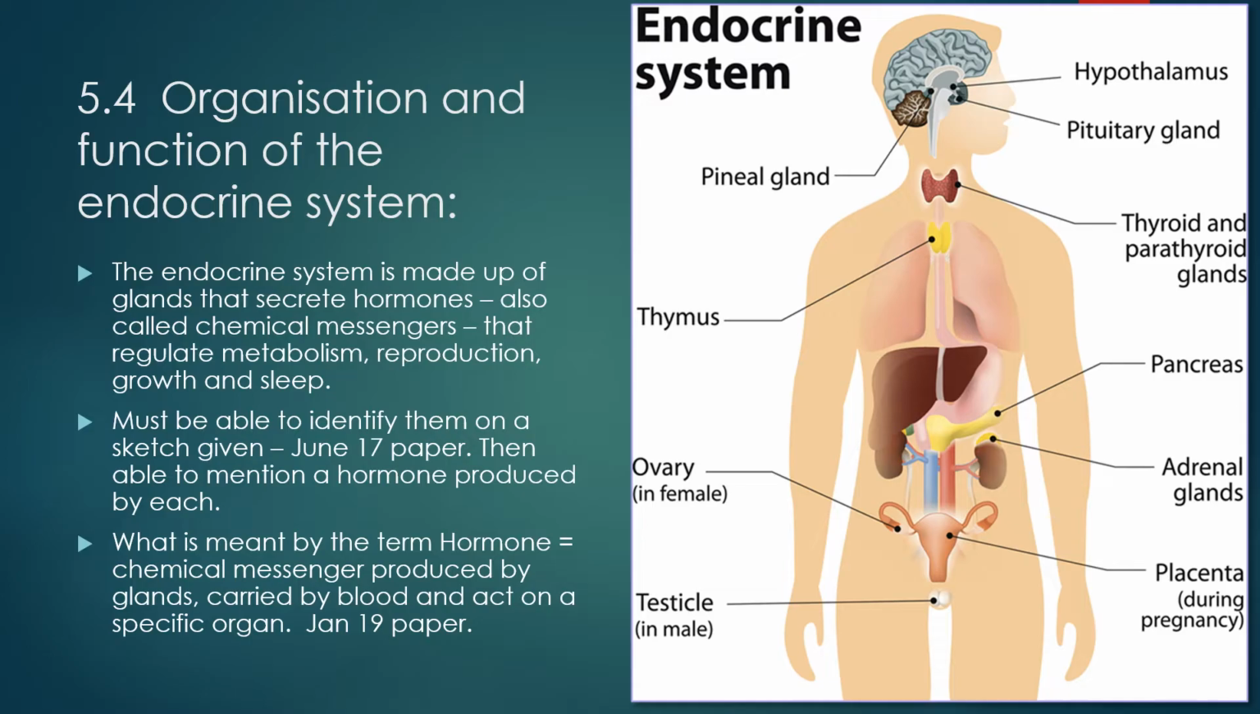We now have the endocrine system. So the endocrine system is really glands. The endocrine system is made up of glands that secrete hormones, also called chemical messengers.